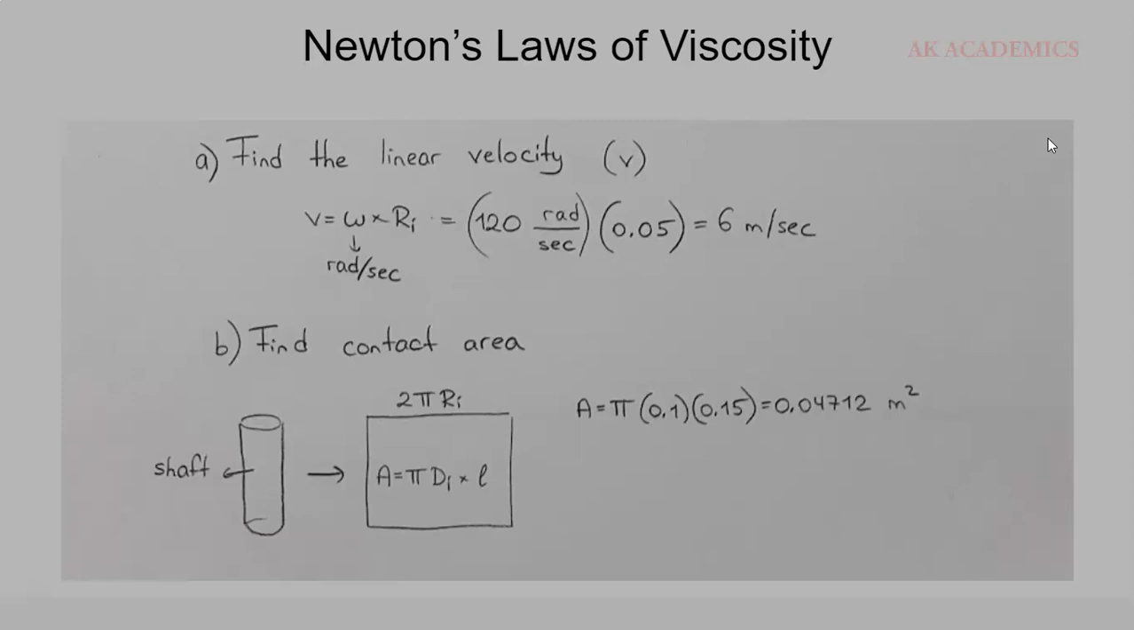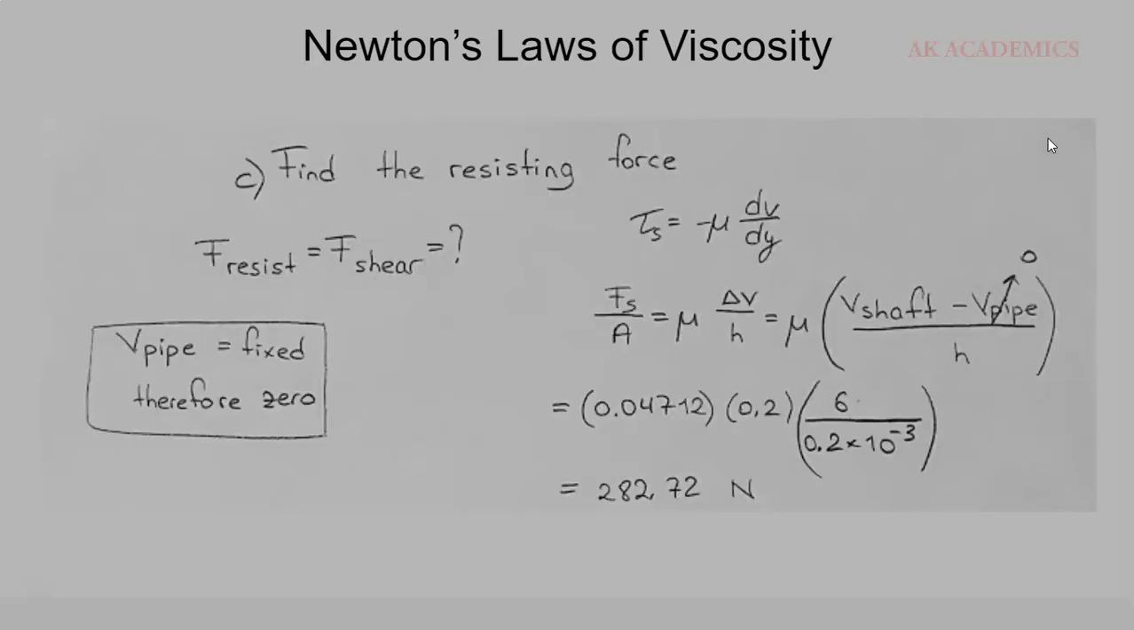Okay, so we found the area right now, and then we also found the linear velocity, and these two will be useful as we move on. Then the next thing you want to do is to find the resisting force. All right, the pipe is fixed. The velocity of the pipe is fixed, okay, because the shaft is actually in the pipe. So the shaft is moving, the shaft is in motion, but then the pipe or the bearing is not in motion. So the velocity of the pipe is fixed, so it's going to be equal to 0.